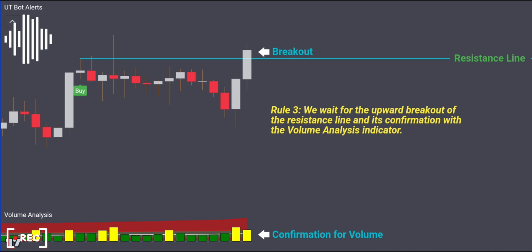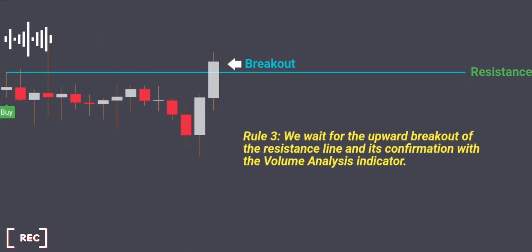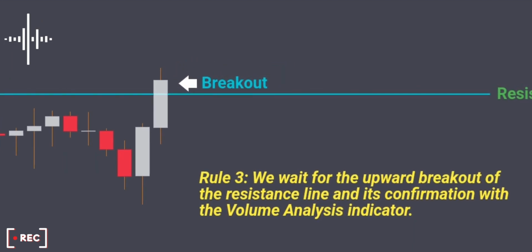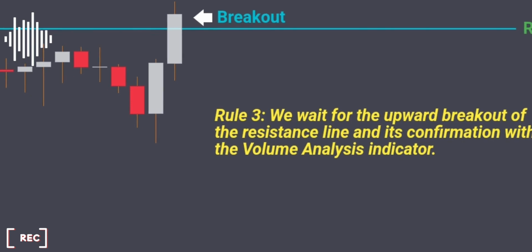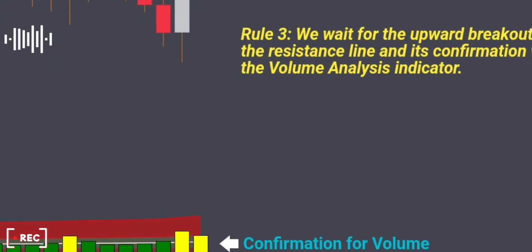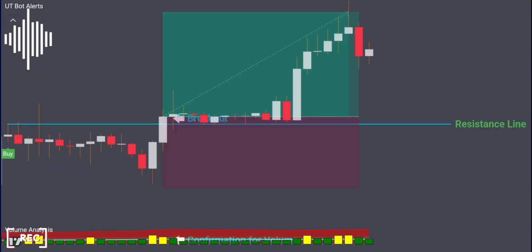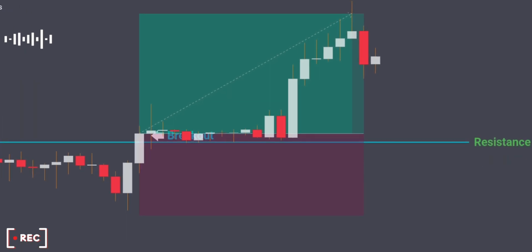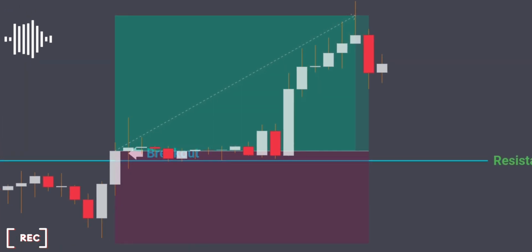Rule 3. We wait for the upward breakout of the resistance line and its confirmation with the volume analysis indicator. We've achieved our initial target of a 1.5 risk-reward ratio. The trader can choose to either fully close the trade or continue with partial profit taking, based on their own preference. However, if the trader decides to continue, it's an absolute rule to adjust the stop-loss level to the entry point of the trade.